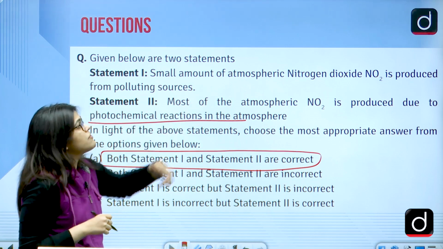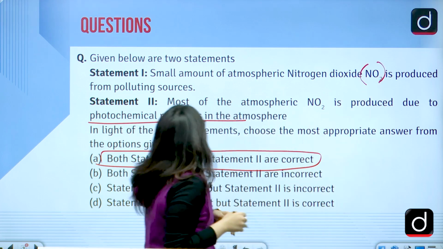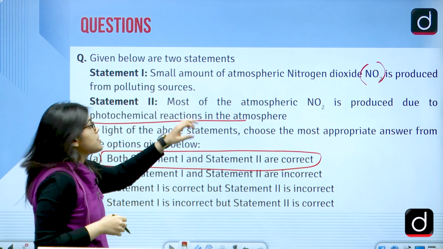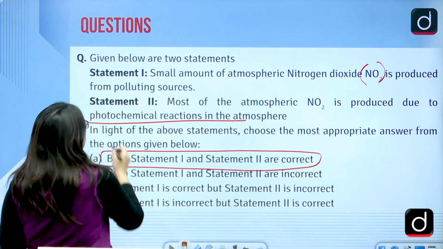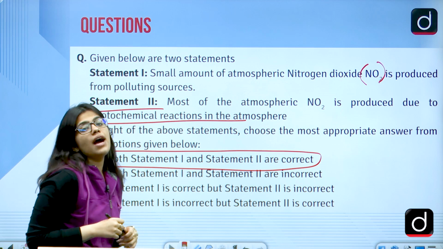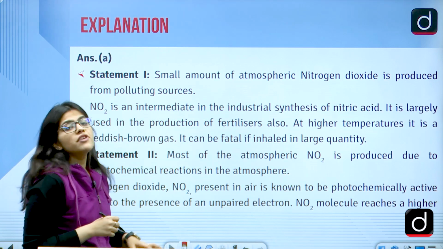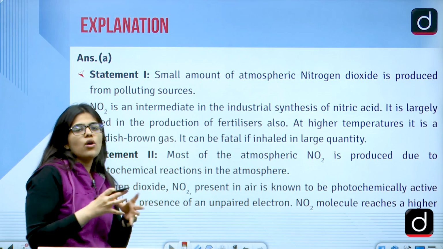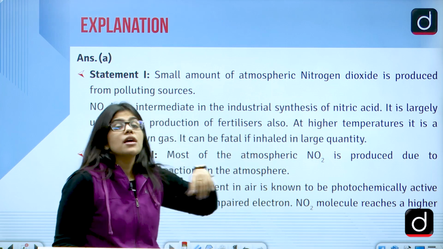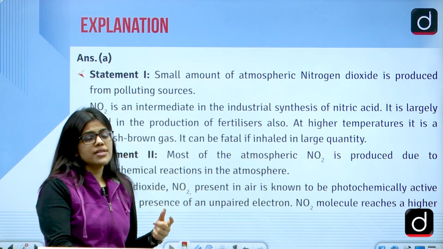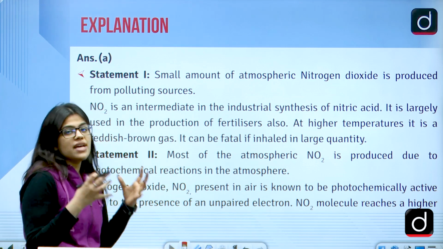A small amount of atmospheric nitrogen dioxide is produced from the polluting sources. Most of the atmospheric NO2 is produced due to the photochemical reactions in the atmosphere. So let us see the explanations. The first statement says that yes, there is a small amount of atmospheric nitrogen dioxide that is produced from sources, but most of the nitrogen dioxide that we have is produced from the photochemical reactions.